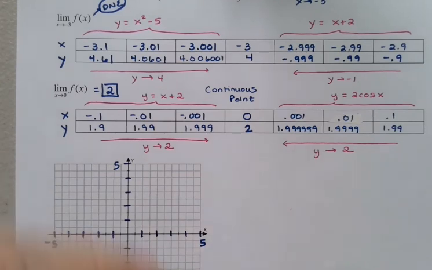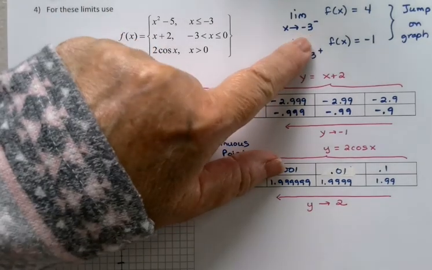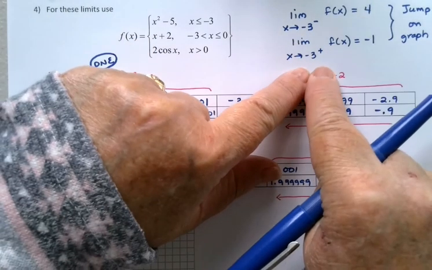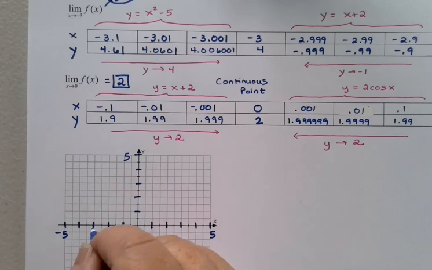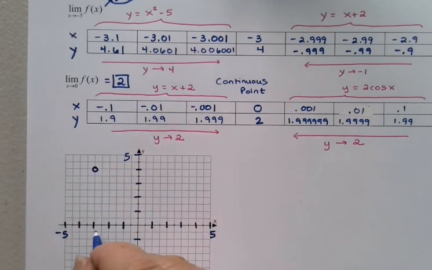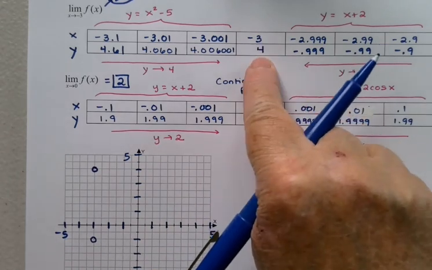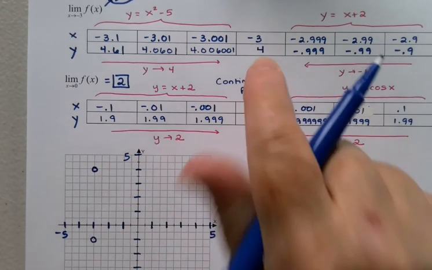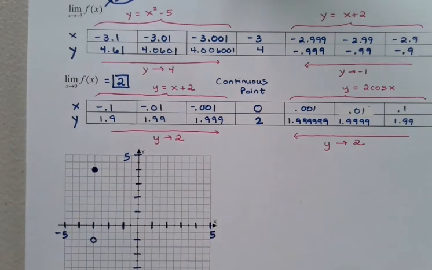So when x is negative 3, we'll have 1 point at negative 3, 4, and another point at negative 3, negative 1. Now notice negative 3, 4 is actually a point on the graph. So this time I can make that a solid dot at negative 3, 4. But negative 3, negative 1 is going to be a piece of my limit, but it's not a solid dot on the graph. 0, 2 is a continuous point. I might as well plot it, although nothing particularly special is going to happen there.